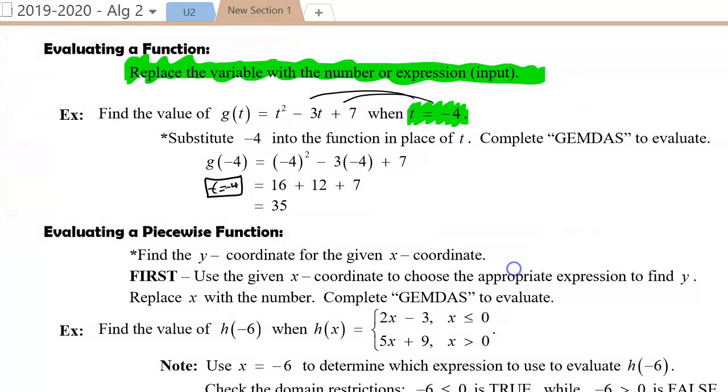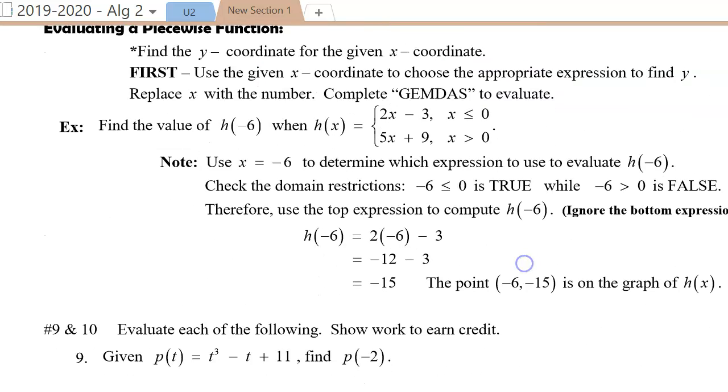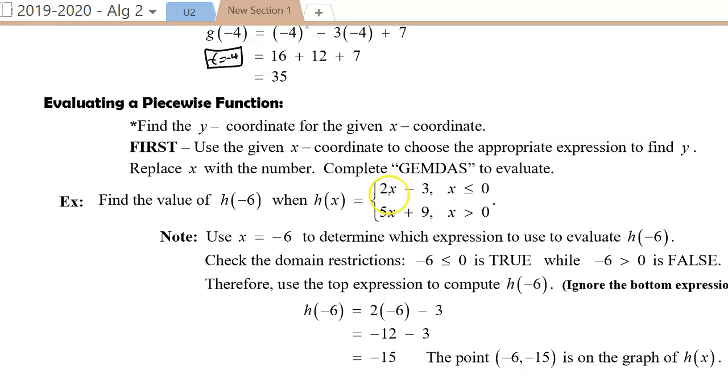We saw this rule change slightly, and just by that, we get a little bit more evolved. When I give you a piecewise function, we have multiple rules that we could use. We need to figure out where our value, in this case h equals negative 6, goes. Does it go into the top equation, or the bottom equation? The way we determine that is based on our domain restrictions. The top is governed by x less than or equal to 0, and the bottom is governed by x greater than 0.